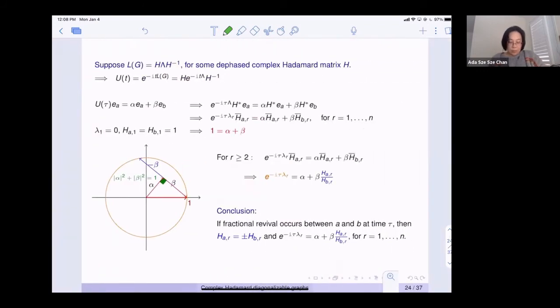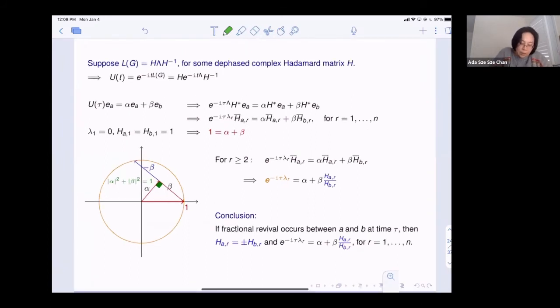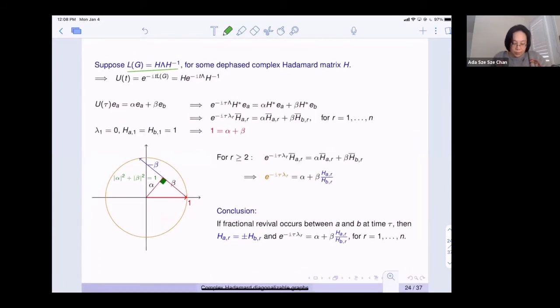Okay, so let's see what happens for a complex Hadamard diagonalizable graph. So I'll start with a complex Hadamard diagonalizable graph. Then I can write the Laplacian matrix as H Lambda H inverse. Now I can write the transition matrix of the walk very easily. I can write it as H times the exponential e^{-it Lambda} times H inverse.